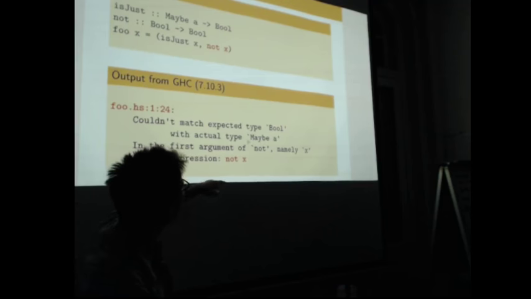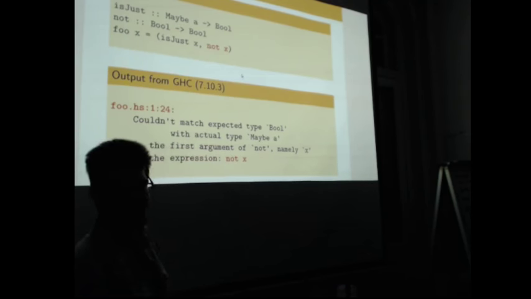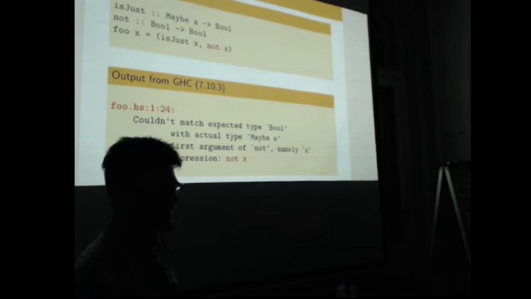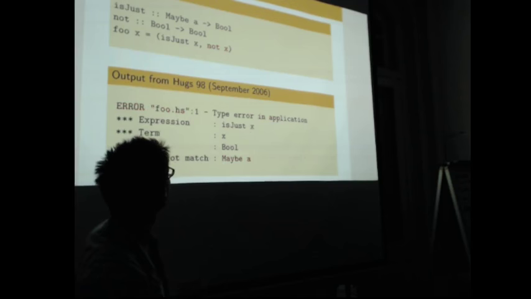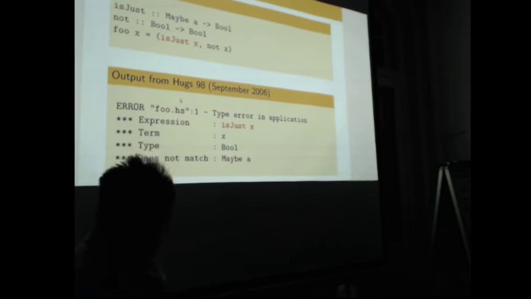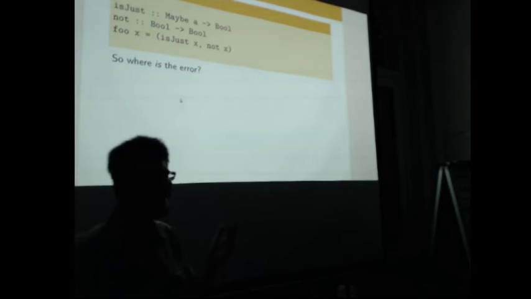Which sounds reasonable until you think about it and realize, why this? It's not true that X on its own should be ill typed. So you think maybe I can use Hugs, which is another Haskell type checker, an interpreter only, I think. Maybe that's more helpful. So you pass it to Hugs, and Hugs says, well, is just X is not well typed because X is a bool, and then, where is the error, right?